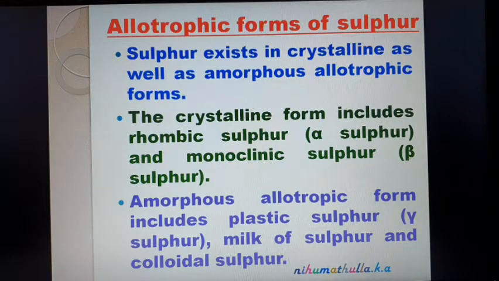So, mainly there are two forms of allotropes of sulfur. One is the crystalline form, another one is the amorphous form. Under the crystalline form, we have rhombic sulfur, alpha sulfur, and monoclinic sulfur, beta sulfur. Under the amorphous form, we have three examples: plastic sulfur called gamma sulfur, milk of sulfur, and colloidal sulfur.